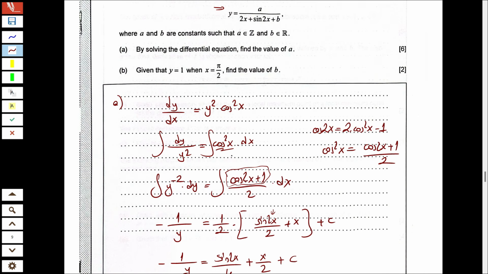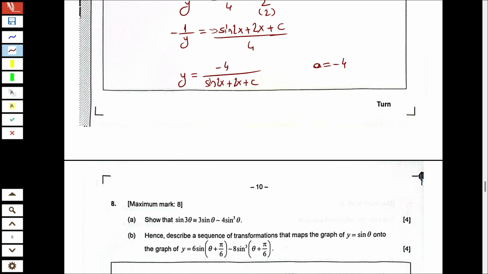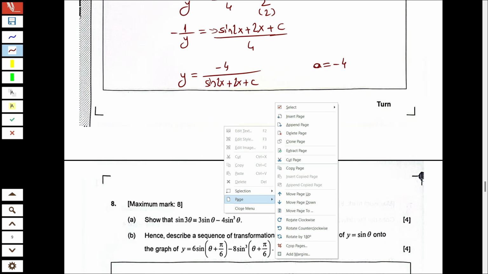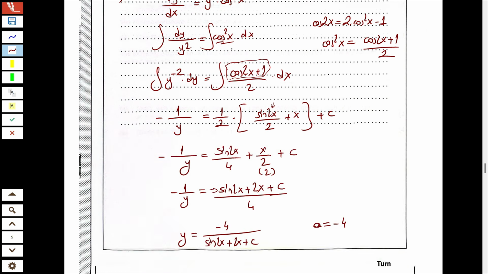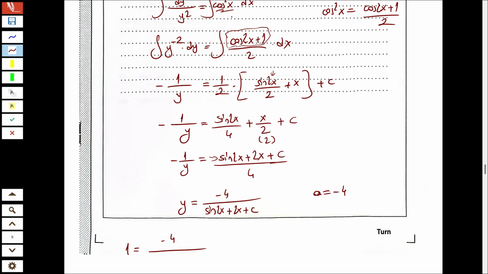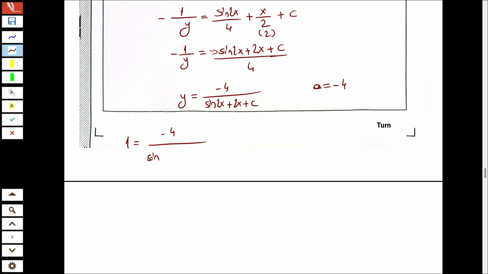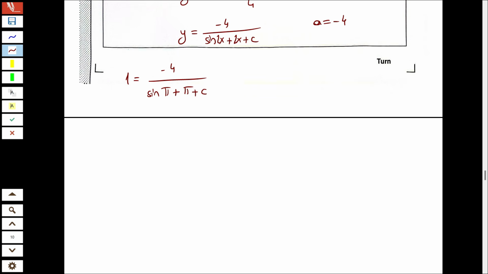So how are we going to find the value of b at the next question? Given that y equals 1 and x equals pi over 2, find the value of b. Okay, I know the values of x and y. I will just plug in the value of y, which is 1, and the value of x, which is pi over 2. In this case, here is going to be sine pi plus pi plus c, right? And simplify this equation.